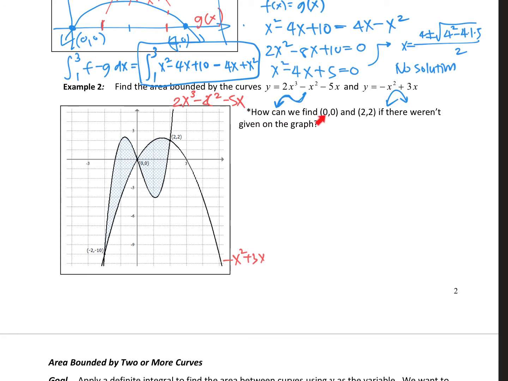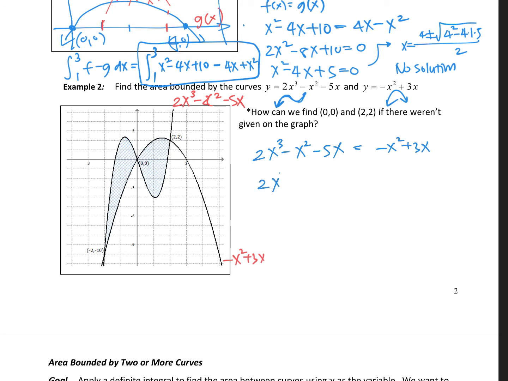How do you know it's going to be negative 2, 0, 2, right? Well, here they gave it to us. But how was I supposed to find that out? If they didn't give you the graph, I have to do it myself. Basically, I have to set these two functions equal to each other: 2x cubed minus x squared minus 5x is equal to negative x squared plus 3x. This gives you the points where they meet, right?